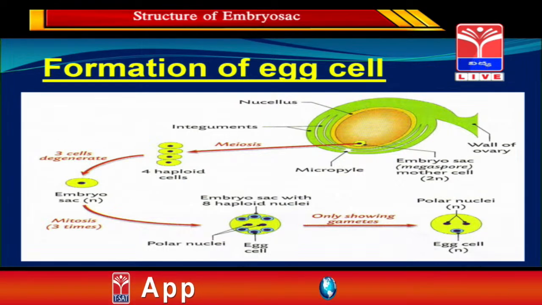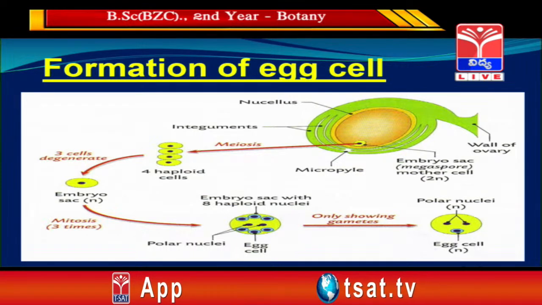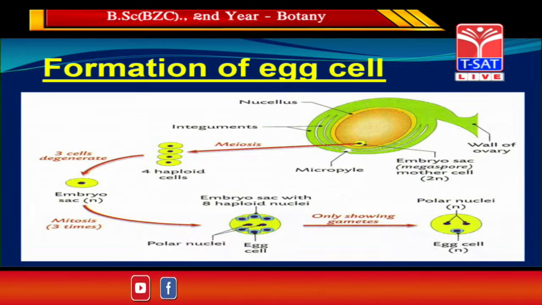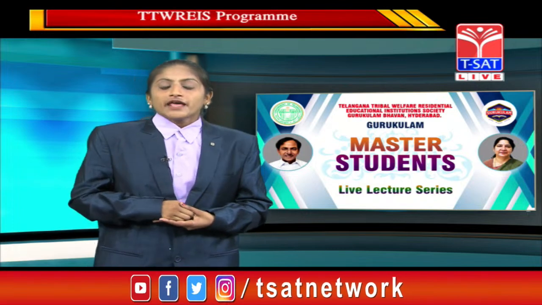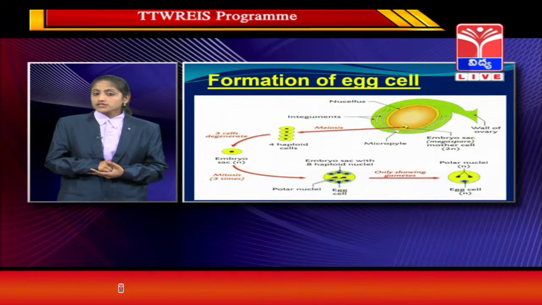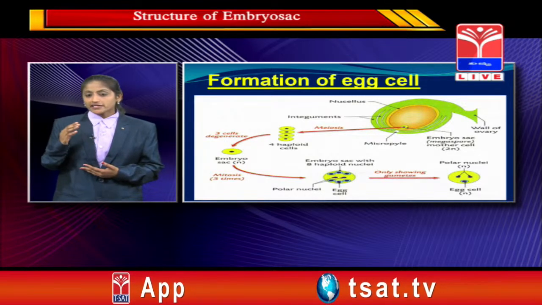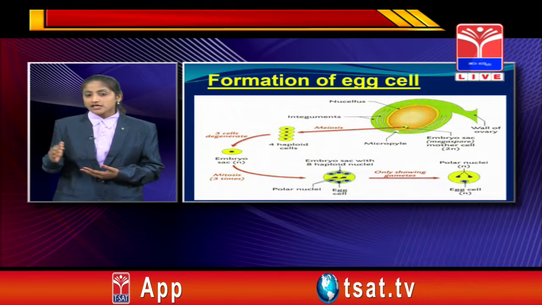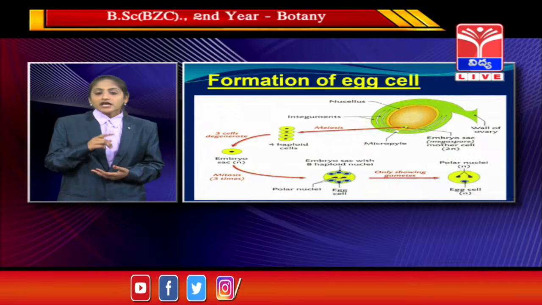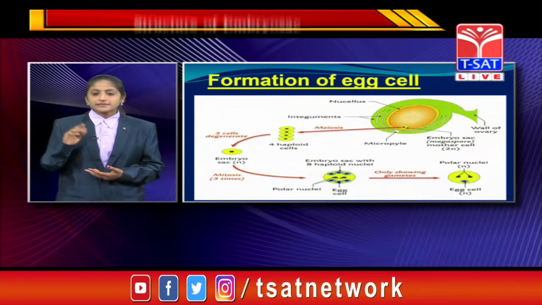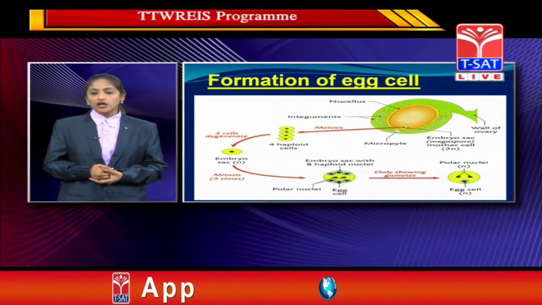And the MMC, the megaspore mother cell, undergoes meiosis division, then forms 4 haploid cells. Among these 4 haploid cells, 3 cells degenerate and only 1 cell is functional. This functional cell undergoes 3 free nuclear mitotic divisions, then forms 8 haploid nuclei. Among these 8 haploid nuclei, 2 are polar nuclei, 1 is the egg cell and the remaining 3 cells are antipodals.